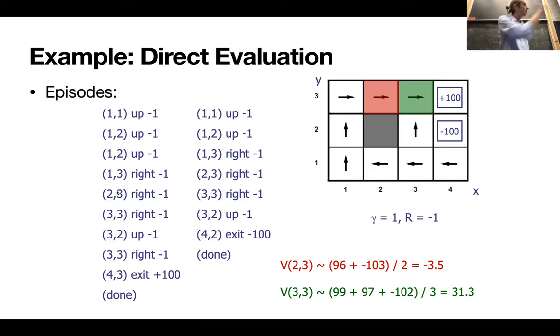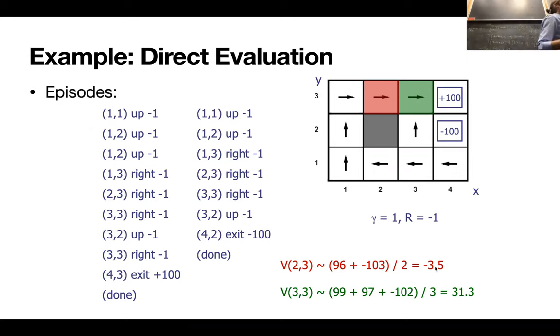From this episode, if we execute till the end, we get plus 100. But since we discount these rewards along the way, and it's four steps away, we have 100 minus 4, which is 96. From this other episode, from 2-3, we end up with reward minus 100, and we also discount, it's three steps away, so it's minus 103. And we take the average, and that gives us minus 3.5.